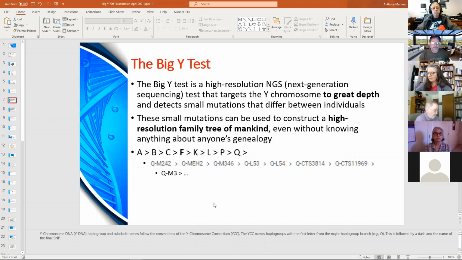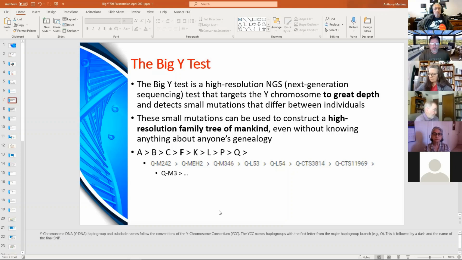Last time I presented. So the Big Y is a high resolution next generation sequencing test, or NGS, that targets the Y chromosome to great depth and detects small mutations that differ between individuals. So this is why the Big Y test is so expensive. You can get an autosomal test on sale for like $60, but the Big Y test is on sale for like $480 or something like that. And it's just looking at this one chromosome in great detail.